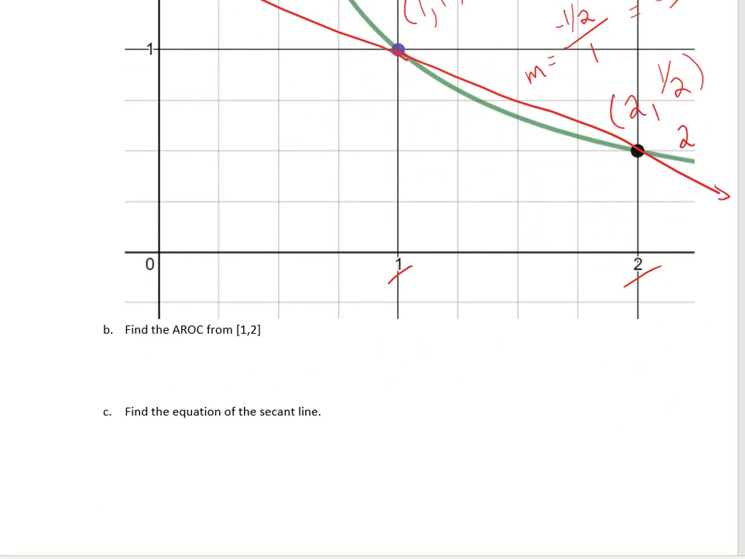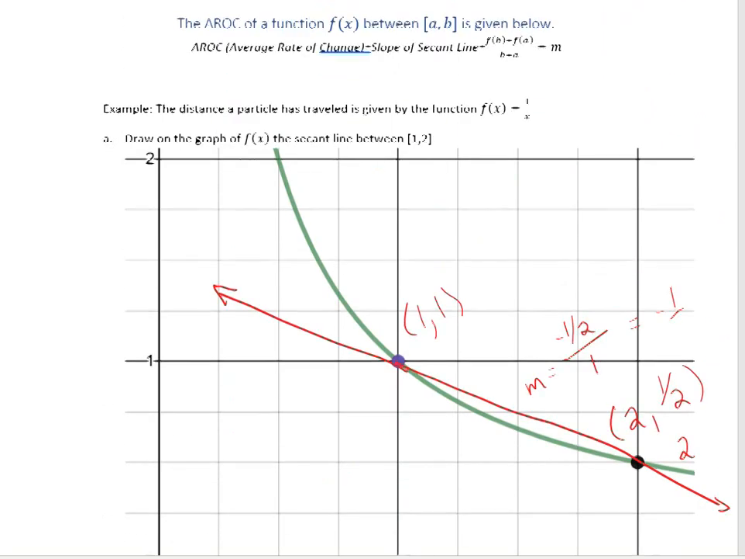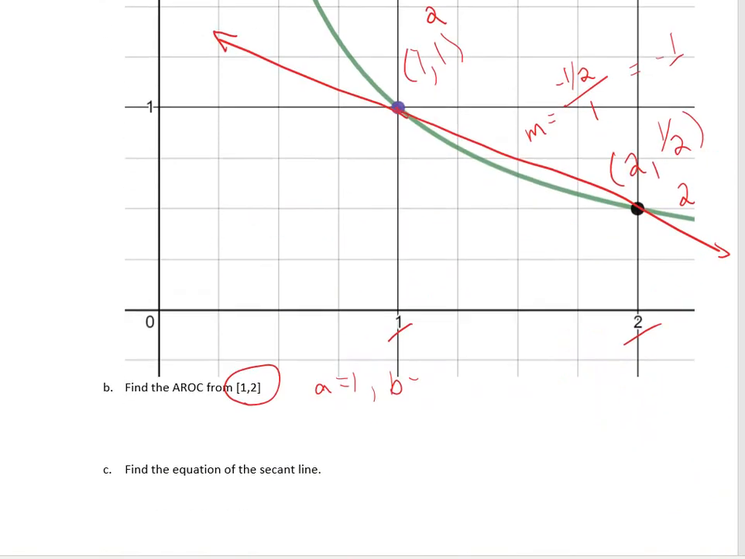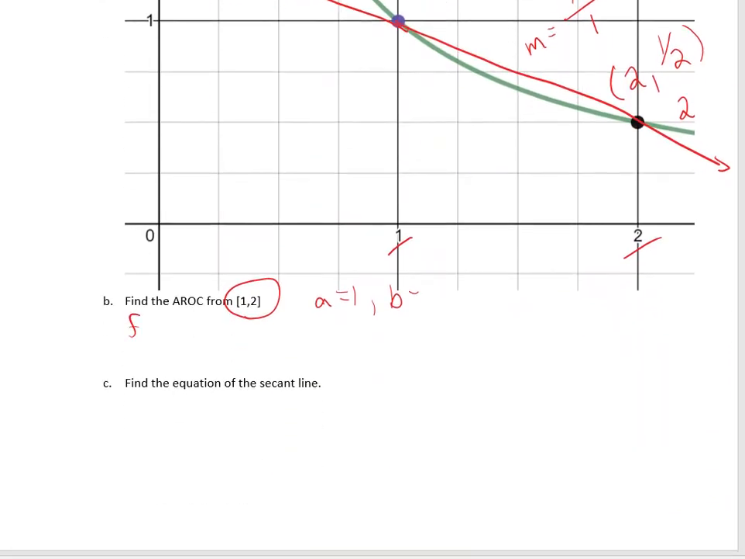Now let's actually find that using the formula. So looking here, my a equals 1 and my b equals 2, because that's going to be the interval we're given. So the average rate of change is going to be f of b, which is 2, minus f of a, which is 1, divided by b minus a. So what we're going to get is 1 half minus 1 divided by 2 minus 1, which is going to give us a slope of negative 1 half.